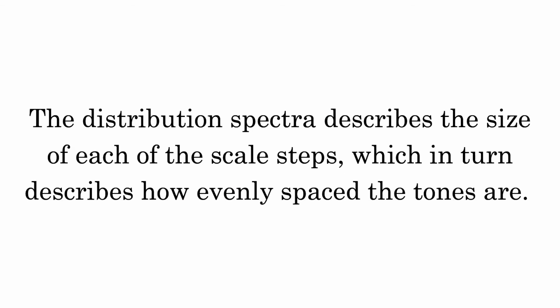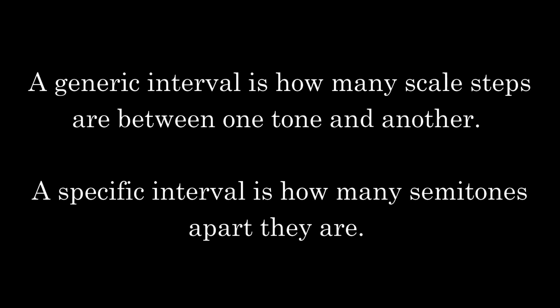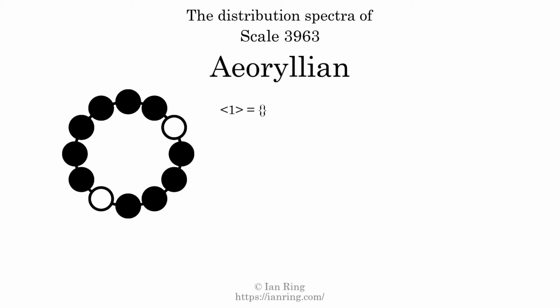The distribution spectra describes the size of each of the scale steps, which in turn describes how evenly spaced the tones are. A generic interval is how many scale steps are between one tone and another. A specific interval is how many semitones apart they are. The generic interval of one scale step comes in two different specific interval sizes: 1 semitone and 2 semitones. The spectrum width of this generic interval is the highest, 2, minus the lowest, 1, which equals 1.